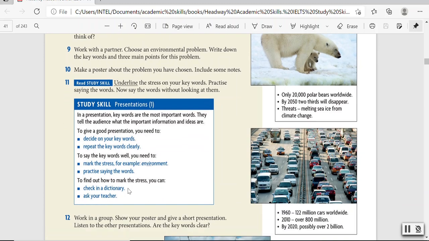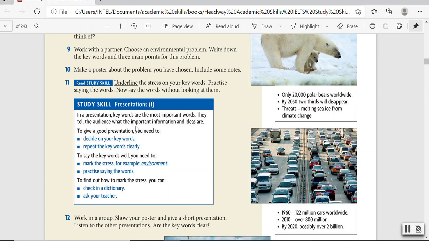In here we have some instructions. Let's read this together. In a presentation, keywords are the most important words. They tell the audience what the important information and ideas are.